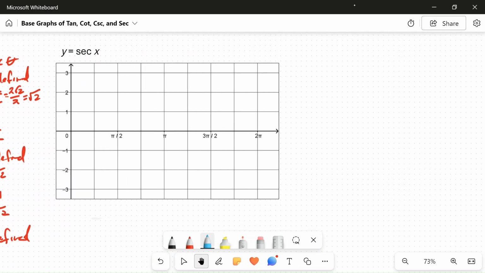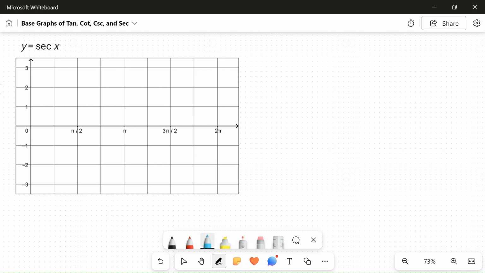So for cosine, I'm going to apply that idea. We know secant is the reciprocal of cosine. So let me draw the cosine graph. Cosine would start at 0, 1, and then it goes through pi over 2, 0, pi, negative 1, 3 pi over 2, 0, and then 2 pi, 1. And so the graph of cosine is going to look kind of like this.